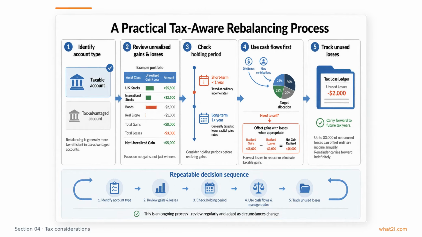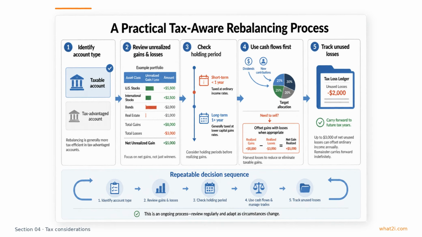A practical tax-aware process starts with a sequence of simple checks. First, identify whether the rebalance will occur in a taxable or tax-advantaged account. Then review unrealized gains and losses, so you know which sales may be costly and which losses might be useful. Check holding periods before selling, especially if a gain is close to becoming long-term.